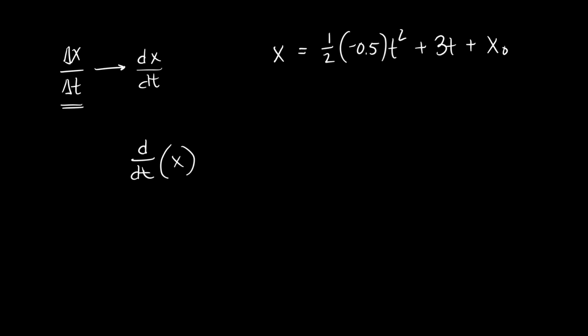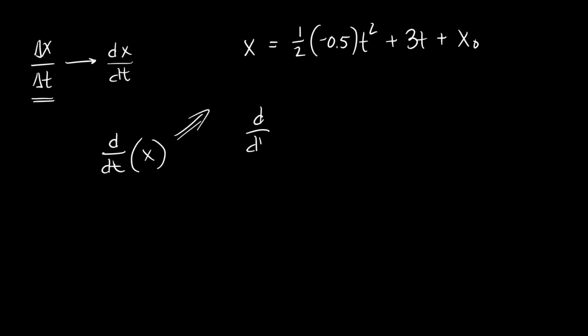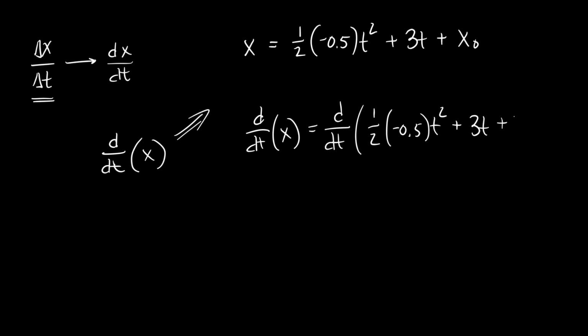So first, there are two things about the derivative that you need to know before we even get started. The first is that you can apply the derivative to both sides of an equation. It's like squaring both sides of an equation or multiplying the same thing on both sides of an equation. You can take the derivative of both sides of an equation. So if I'm looking up there as to how this is going to look, I would say I'm taking the derivative of the function of x, which is to take the derivative of 1/2 times negative 0.5 t squared plus 3t plus x naught.